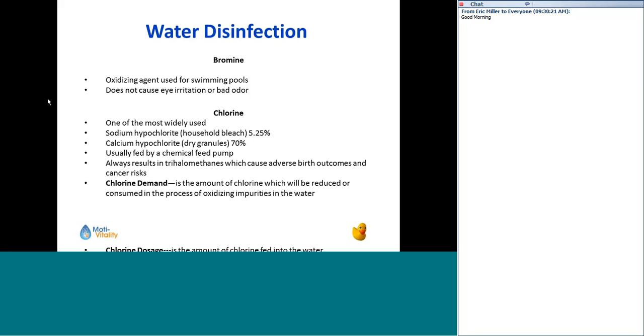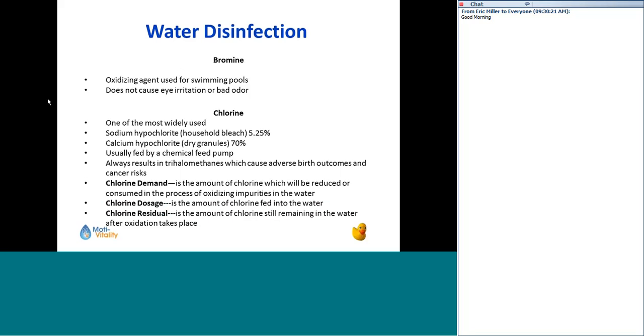that's the demand. The chlorine dosage is the total amount of chlorine fed into the water, and then the residual is what's left over after it's killed the bacteria and all the other stuff in there. Okay? So it's the amount of chlorine still remaining in the water after the oxidation takes place.